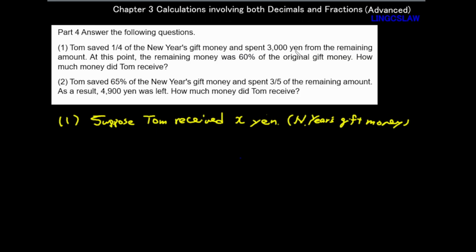One-fourth of the money, and spent 3,000 yen. So now the first money is X yen, and Tom saved 1/4 of the New Year's X. So this is 1/4 X, and spent 3,000 yen from the remaining amount. So Tom used this part, 3,000 yen.